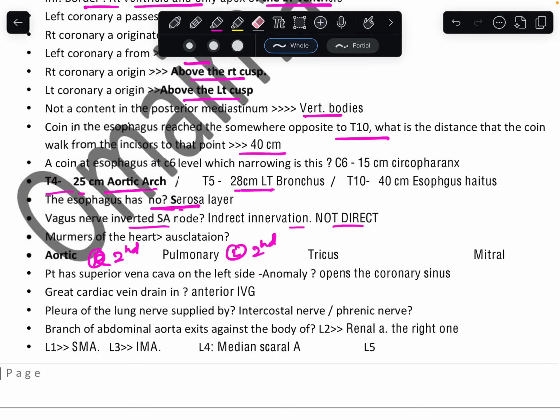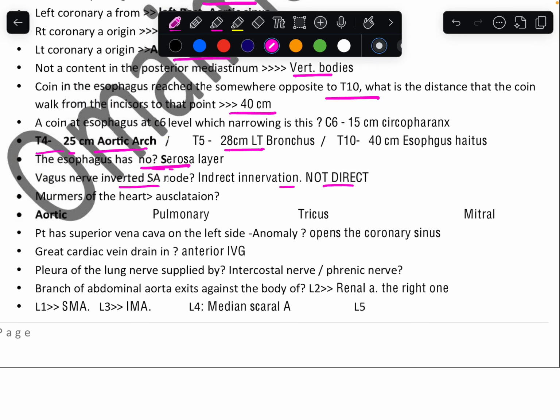So let us see this. Okay, I'll do it. Patient has superior vena cava on the left side. Superior vena cava anomaly opens into the coronary sinus. Great cardiac veins drain in the anterior interventricular groove. Middle cardiac vein passes in the posterior interventricular groove.